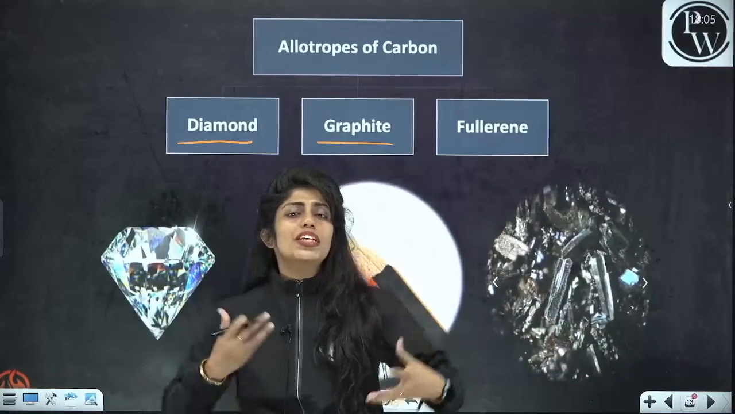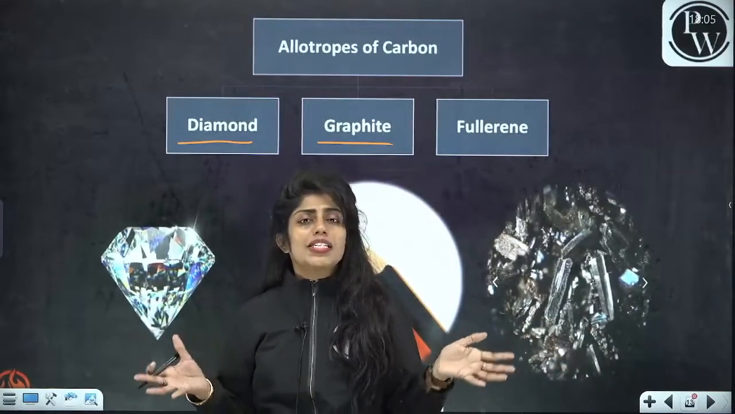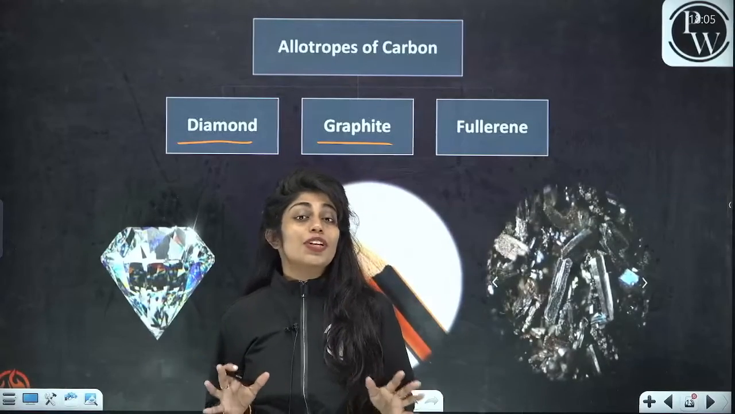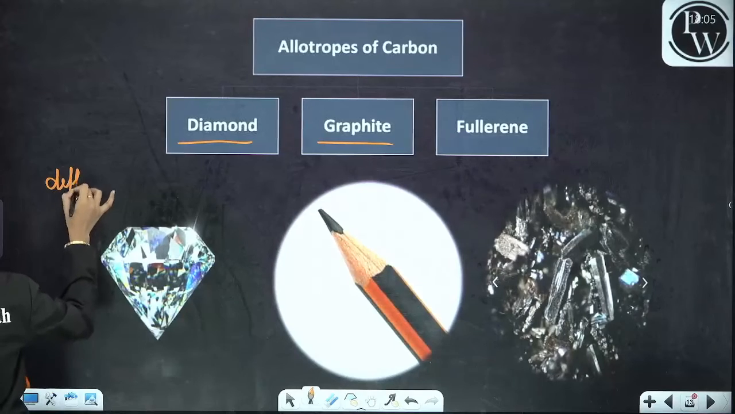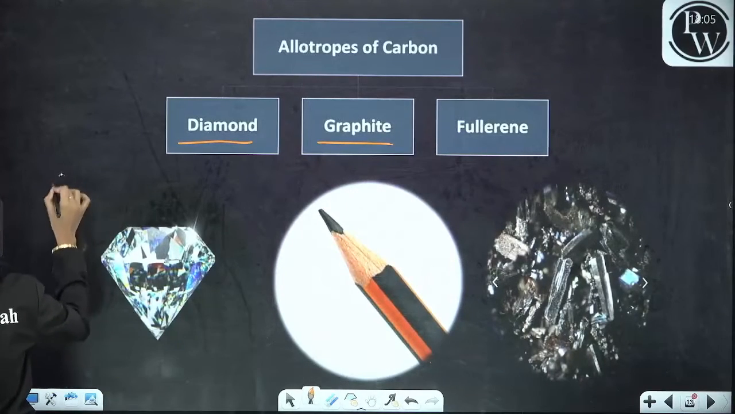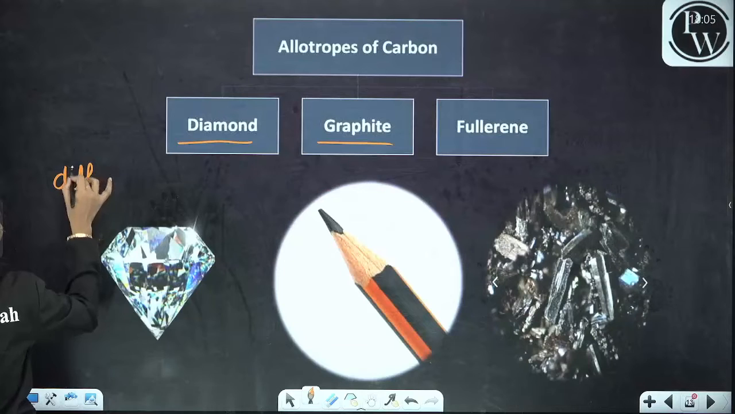So we can suppose the chemical properties will be the same somehow, but the physical properties are going to be different. Why? Because of the different arrangement of atoms.